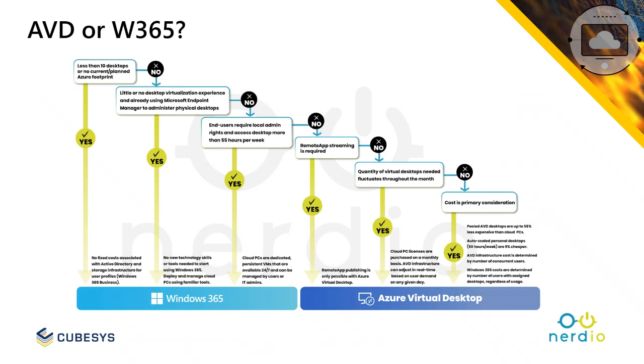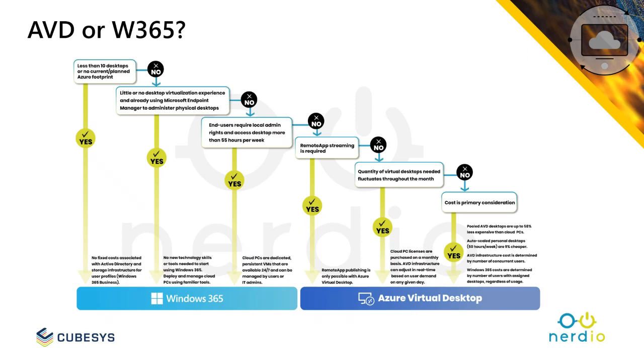So do we go AVD or do we go Windows 365, and how do we decide that? This slide from Nerdio is really, really good. They spell it out in plain black and white. So if you've got less than 10 desktops or no current planned Azure footprint, you're probably better off going to Windows 365. Do you have little or no desktop infrastructure virtualization experience and are already using Microsoft Endpoint to manage physical desktops? If you are, then maybe go Windows 365.